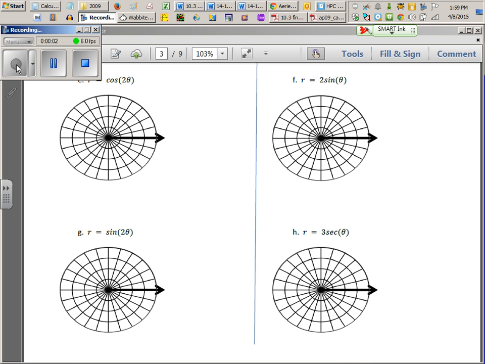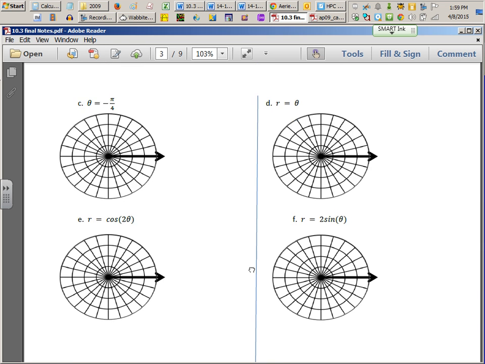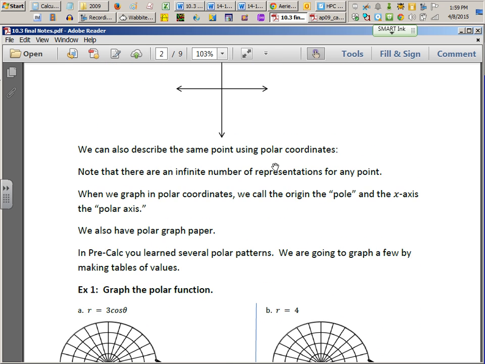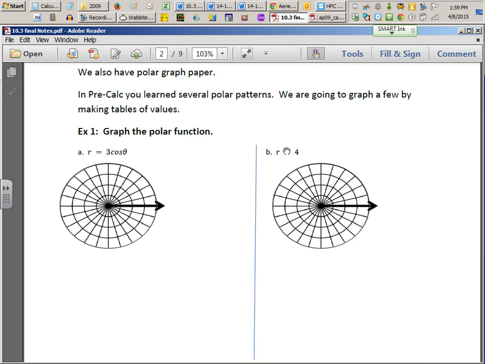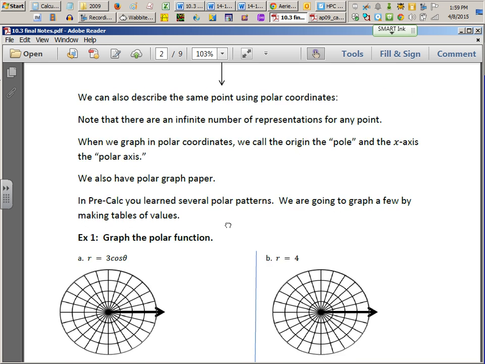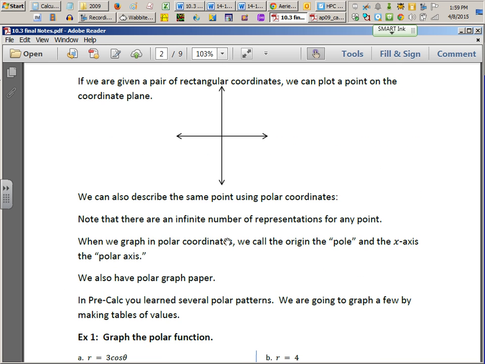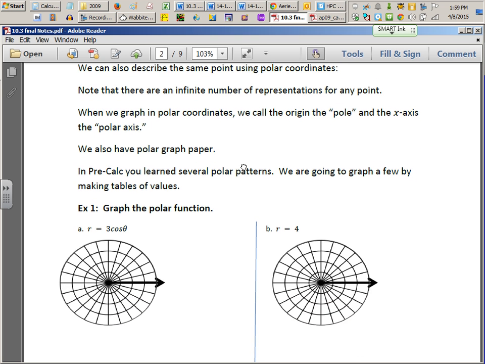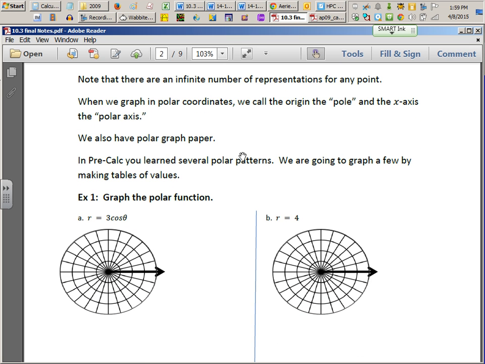Okay, I promised that I would finish making a video that goes over the basics of this polar lesson, in case somebody was lacking in their pre-calc skills. I actually already explained how a point can have a polar representation and how there's an infinite number of representations for that point. I also explained that the origin is called the pole and the x-axis is called the polar axis.